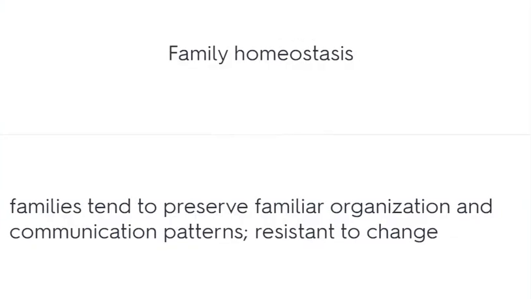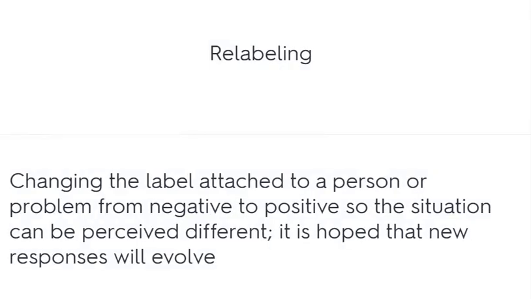Family homeostasis. Families tend to preserve familiar organization and communication patterns resistant to change. Relabeling. Changing the label attached to a person or problem from negative to positive so the situation can be perceived differently. It is hoped that new responses will evolve.